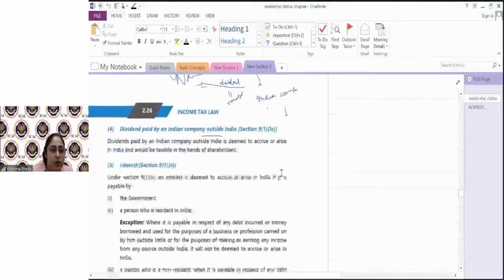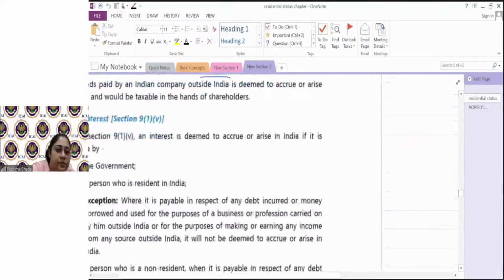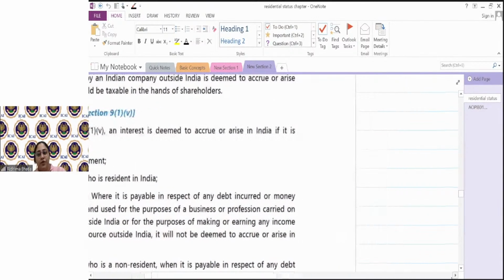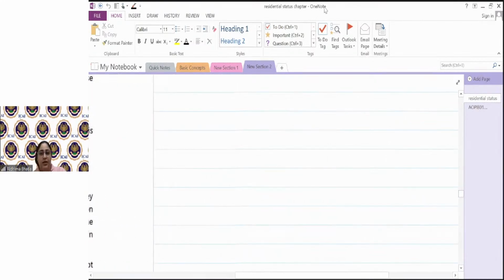I'll zoom out. Interest income arises when a loan is given or some borrowings are there, right? So now you have to think yourself as a non-resident. When would an interest income be taxable in the hands of a non-resident? Carefully, let's listen.